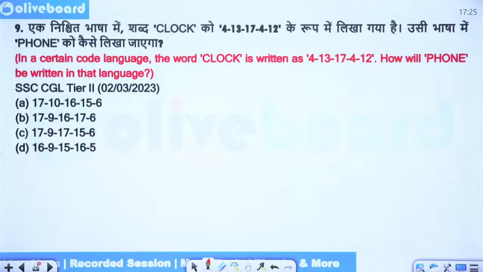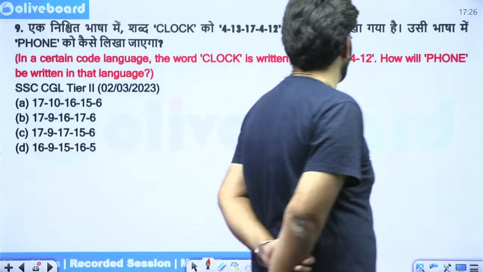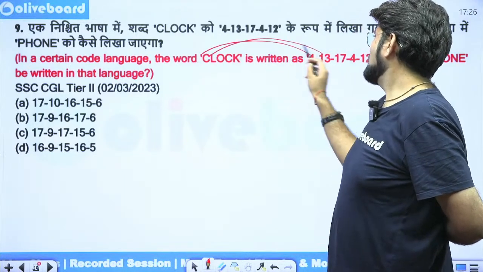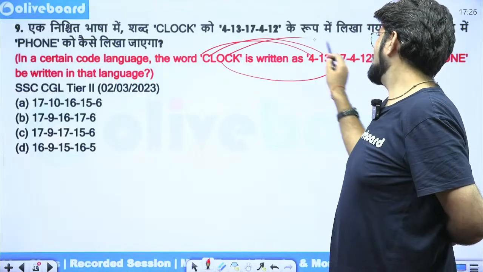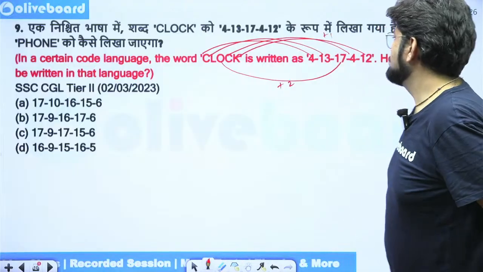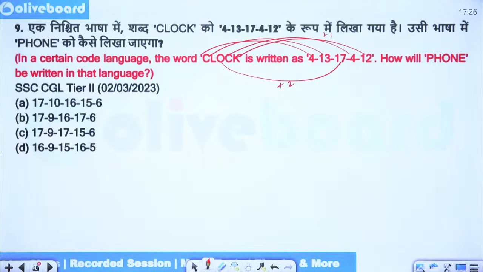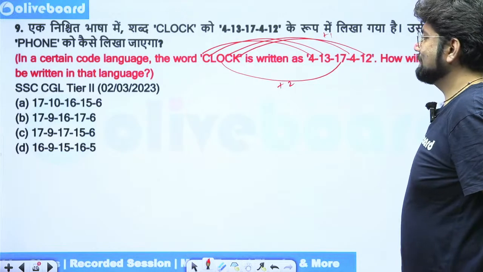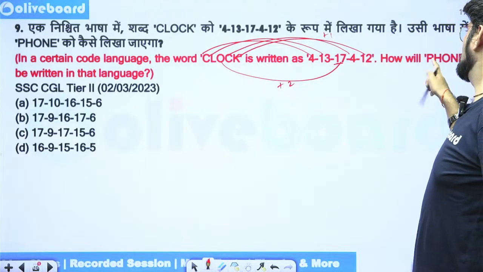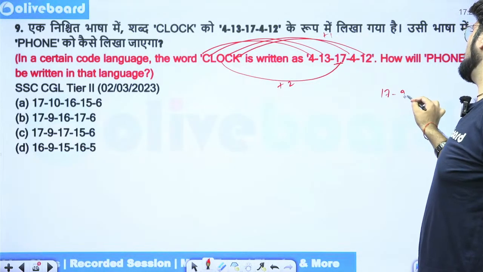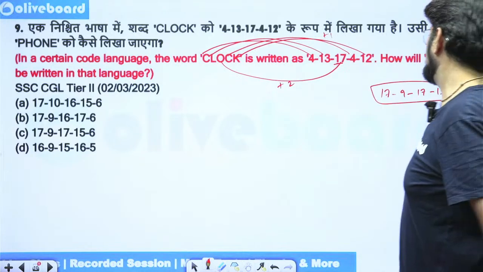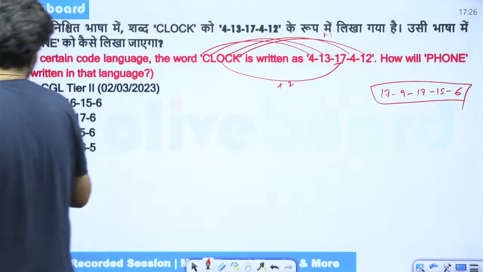Word clock is written as 4, 13, 17, 4, 12. Plus 1, 12 plus 1 plus 2, 1 plus 1. What is the code for phone? Okay. Not about vowel or consonant, it's just about the middle letter here. So this is 17, 9, 17, 15, 17, 9, 17, 15.